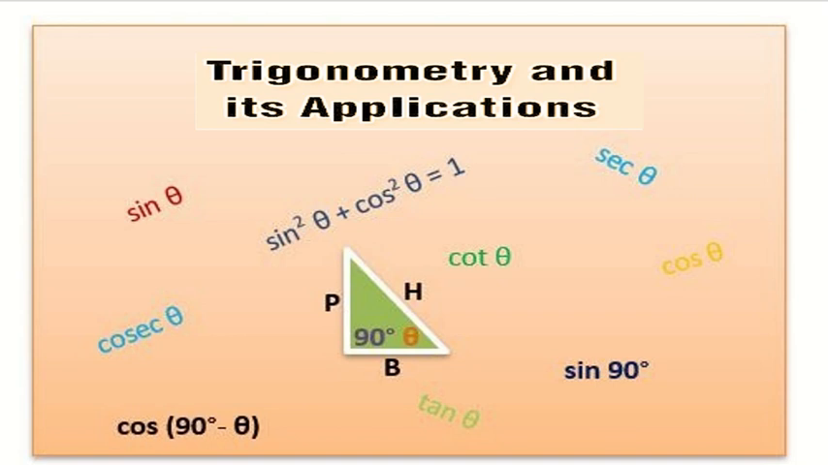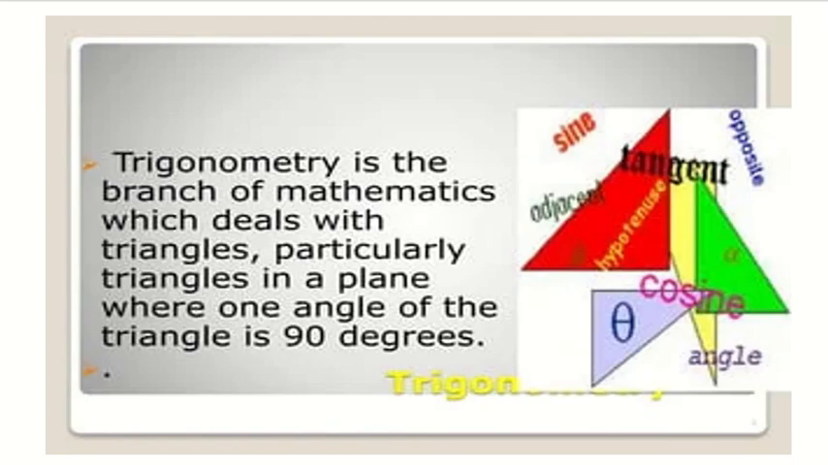Today we are going to discuss trigonometry and its applications. First of all, let us know what trigonometry is. Trigonometry is a branch of mathematics which mainly deals with triangles, particularly triangles on a plane where one angle of the triangle is 90 degrees. So simply, this chapter is all about the right triangle.